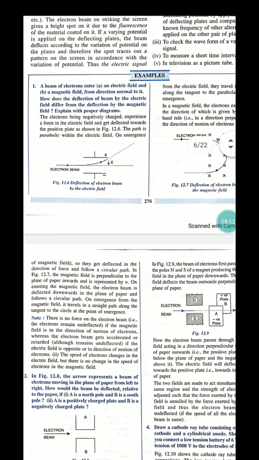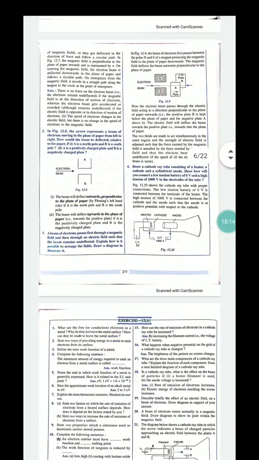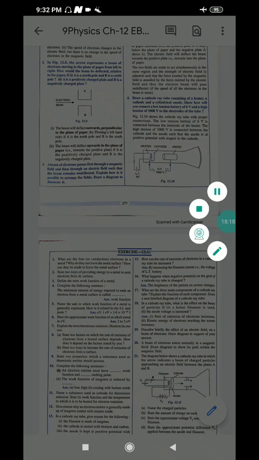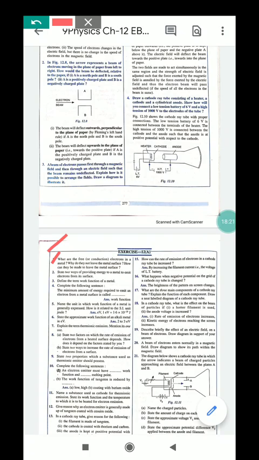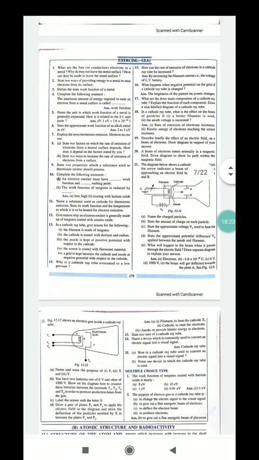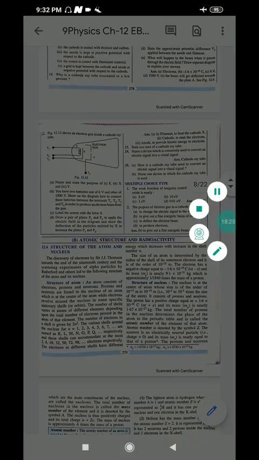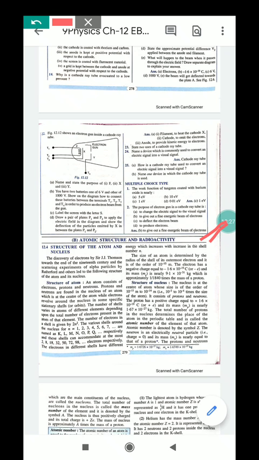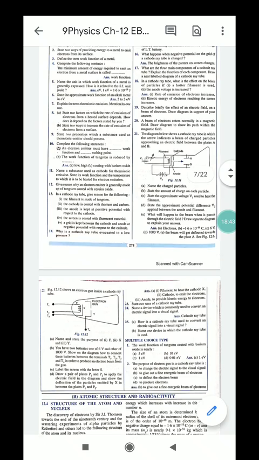These are very useful examples given over here. You should go through this and you have to do exercise number 12A. Next day we will start from atomic structure and radioactivity. Next day we will start from here, 12.4, page number 279. So do this exercise number 12A at your home.